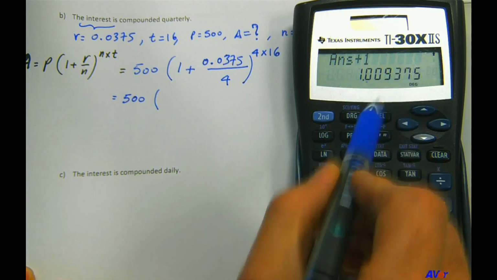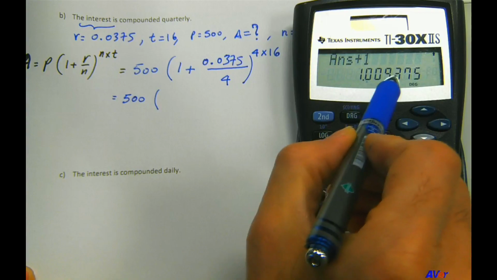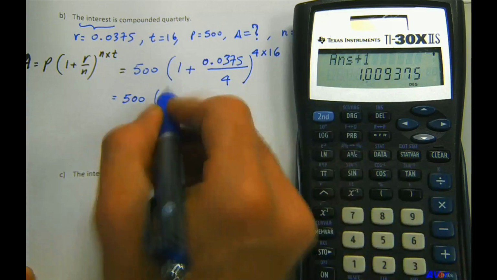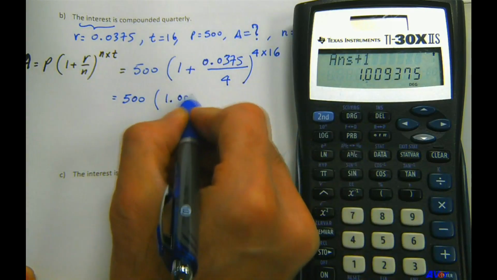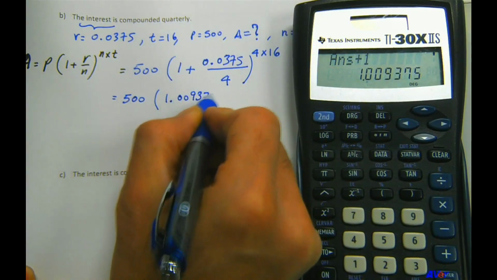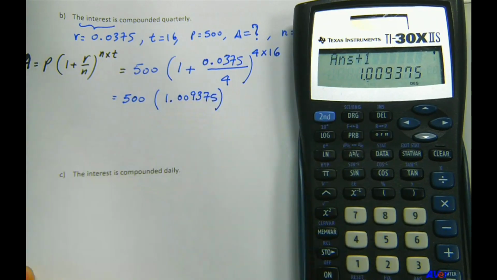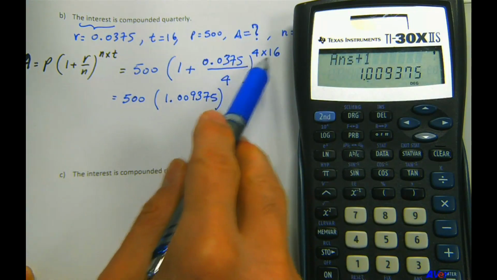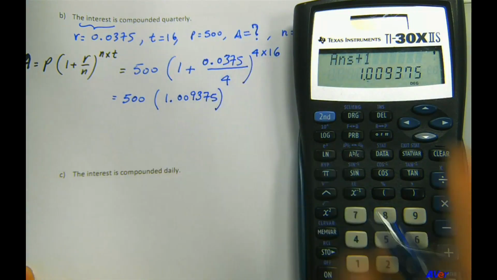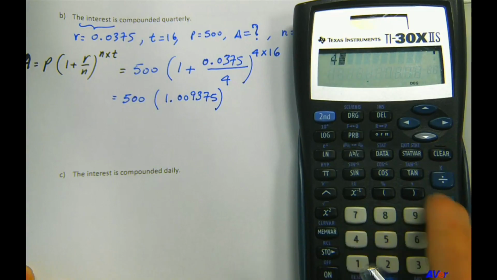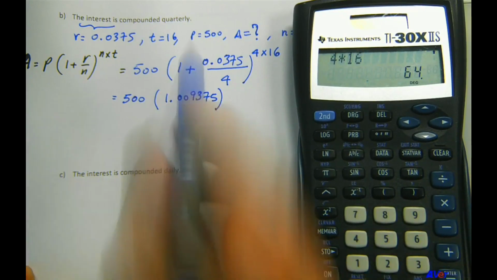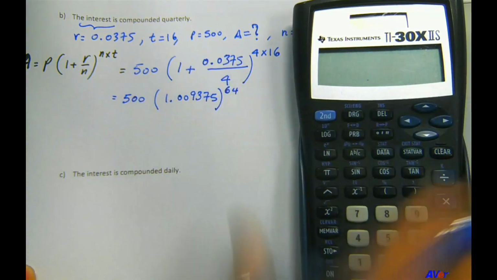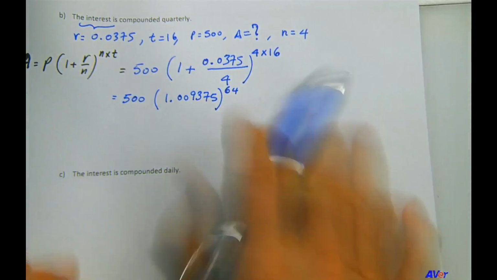1.009375. So in this case, because I have 2 zeros before 9375, I'm going to keep all of that. So I'm going to write 1.009375. Okay? And then the power, 4 times 16, which should be 64, right? We'll put it here. Now, before we arrive at the final answer, what do you think about this result?